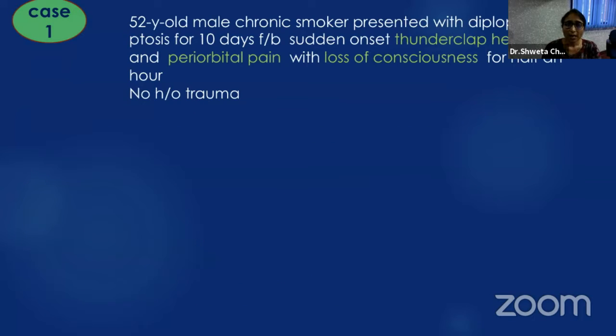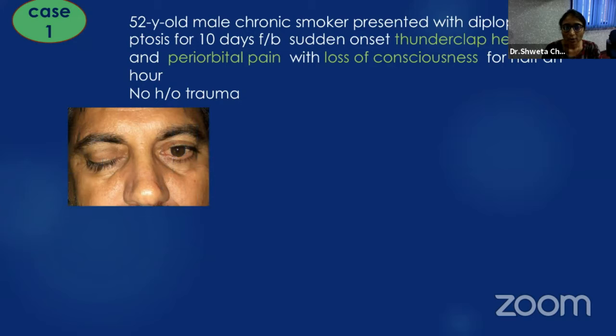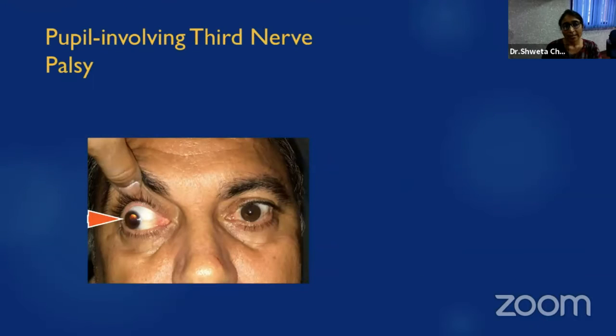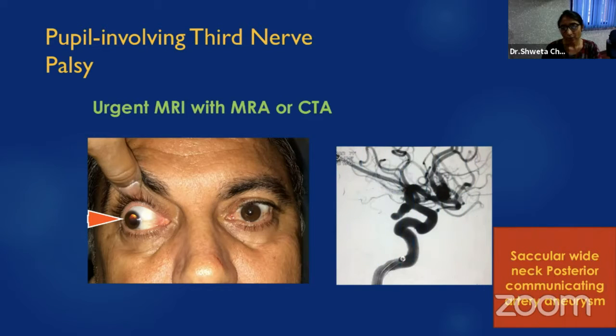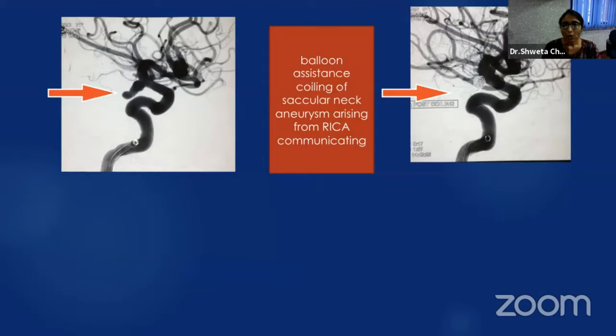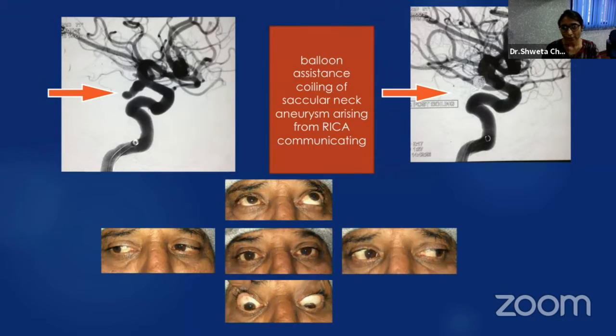To begin with, a 52-year-old male presented with diplopia and ptosis with a sudden onset thunderclap headache with periorbital pain and loss of consciousness. On examination, he had right-sided third nerve palsy. Since the pupil was involved, urgent MRI with MRA was ordered, and it revealed a saccular posterior communicating artery aneurysm, which was impinging on the basilar part of the third nerve. So the patient was referred to neurosurgery, and balloon-assisted coiling of the aneurysm was done, and the patient recovered.